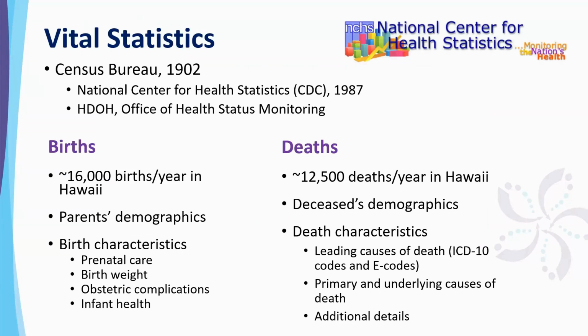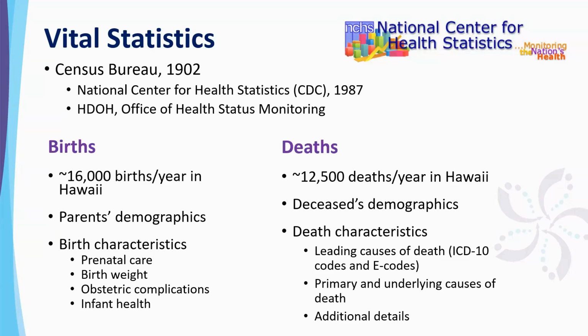Last, we have our vital statistics. So now we're moving away from the surveys. The vital statistics is the oldest health monitoring system in the US. It started in 1902. The Census Bureau was originally in charge of the data, but that responsibility got transferred to the National Center for Health Statistics in 1987. In Hawaii, the vital statistics data are managed by the Department of Health Office of Health Status Monitoring. You can see here some of the information that's available around data that's collected for births and deaths.